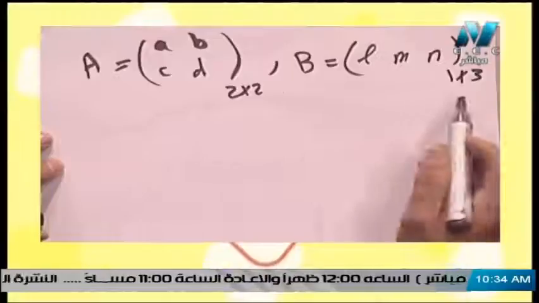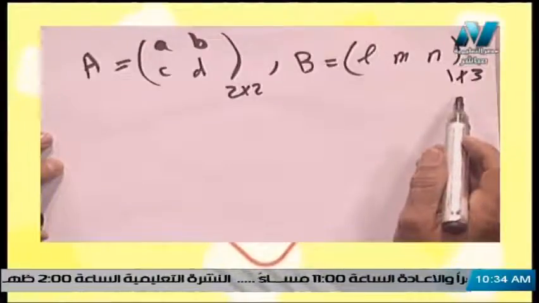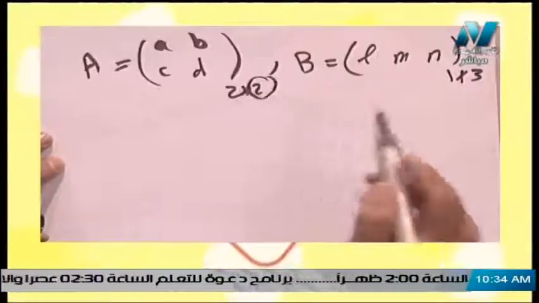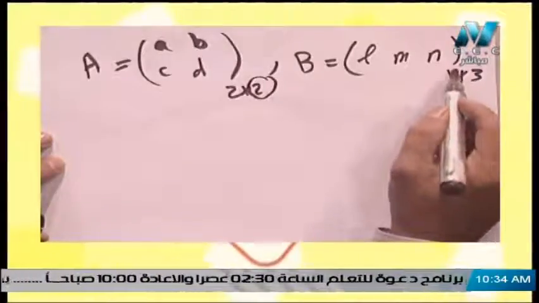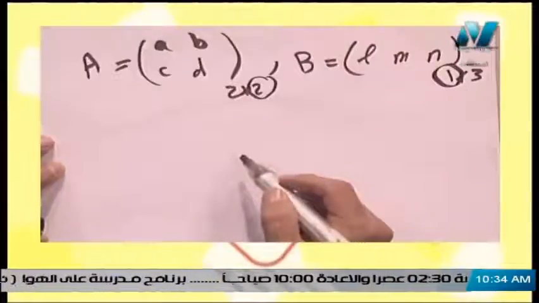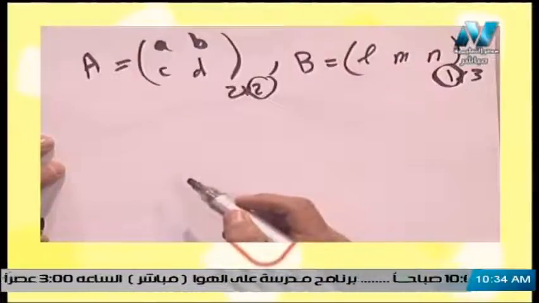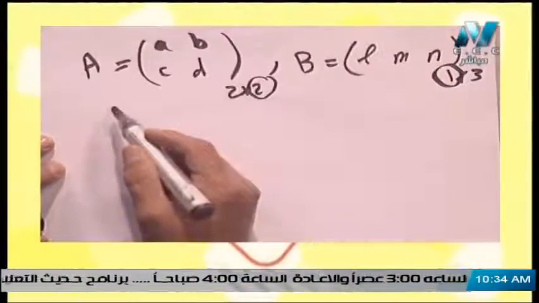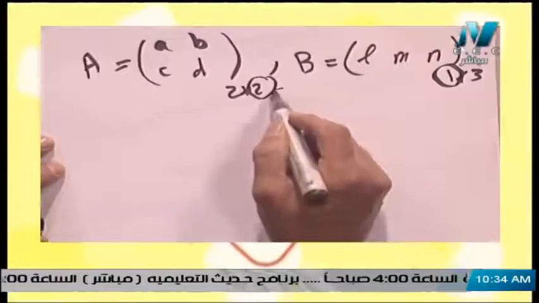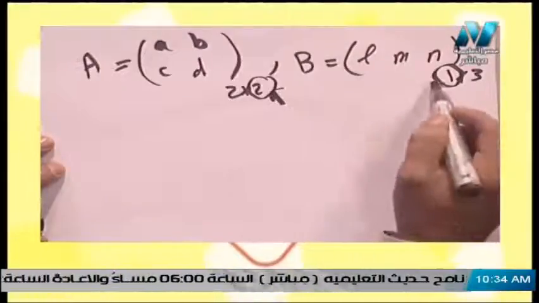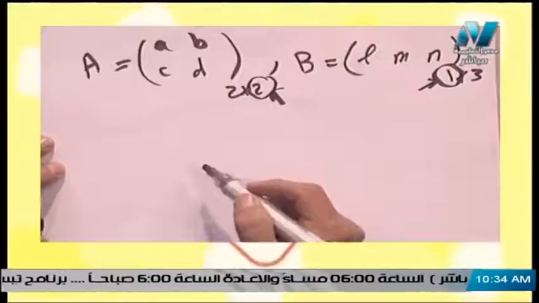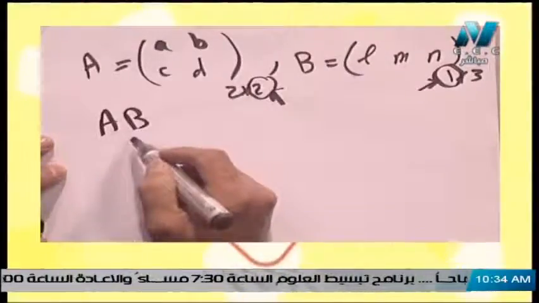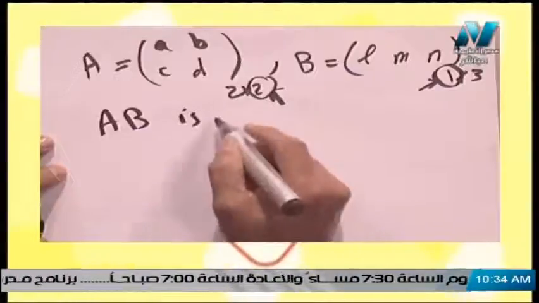Can these two matrices be multiplied by each other? No. Why? Because the number of columns here doesn't equal the number of rows here. It's an important condition for multiplying two matrices that the number of columns of the first equals the number of rows of the second. So A multiplied by B is impossible.